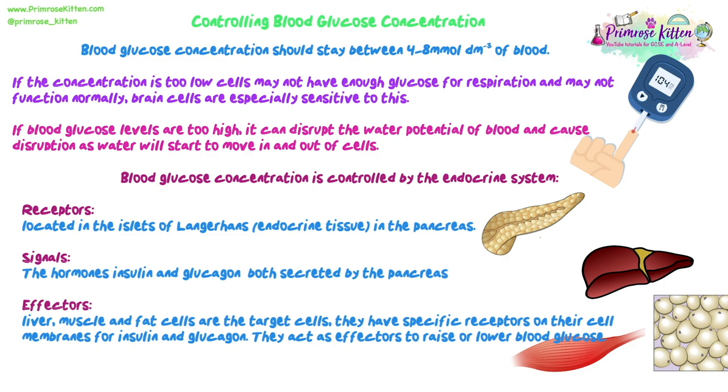The signals that we're sending are hormones. So hopefully from GCSE, we should remember the hormones are insulin and glucagon, and they are both secreted by the pancreas, and they'll be traveling around in the bloodstream. And then the effectors which are going to cause our blood glucose level to either increase or decrease are going to be in multiple organs and cells. So the liver, the muscle cells, and fat cells are the target cells of these hormones.